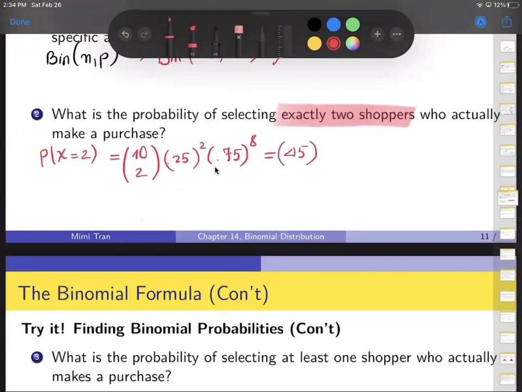So 45 times 0.25 to the second power, which is 0.0625, and then 0.75 to the 8th power, which I got as 0.1001. Multiply all of them together: 0.0625 times 0.1001 times 45. My final answer is 0.2816, roughly 28%. There's a 28% chance that 2 out of the 10 shoppers are going to make a purchase.